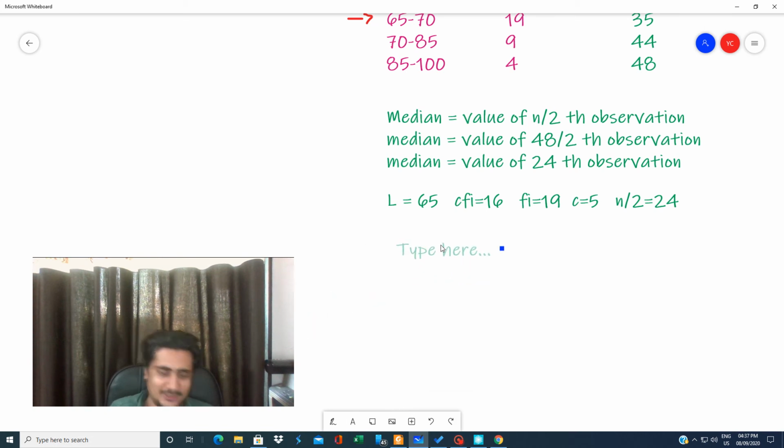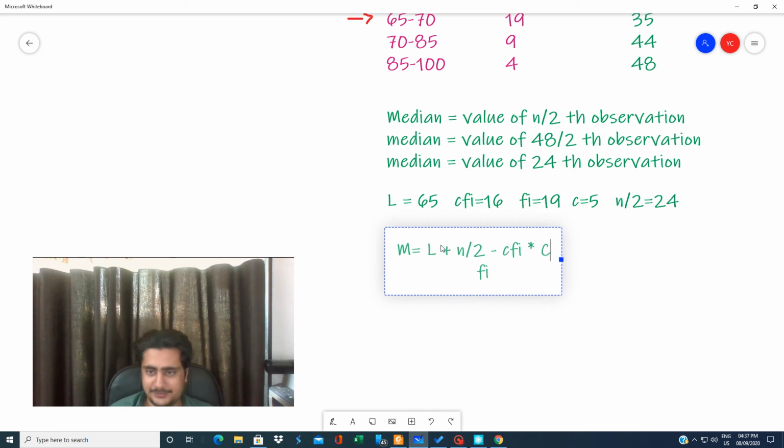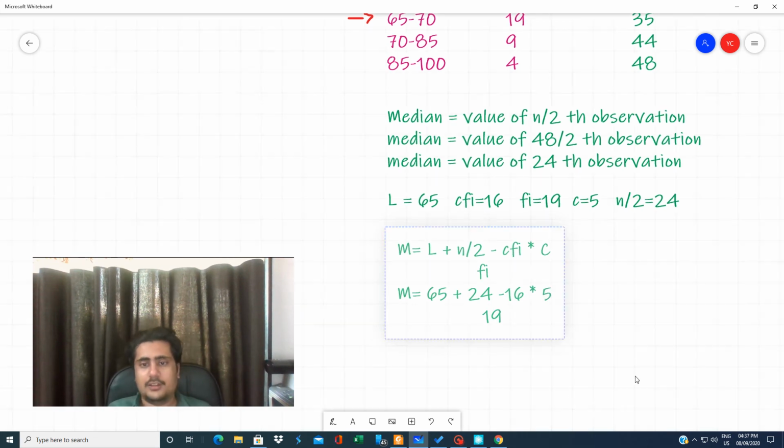So the formula for median is L plus (n by 2 minus cf) upon f_i, into C. Median is equal to L, 65, plus (n by 2 minus cf) upon f_i, into C.